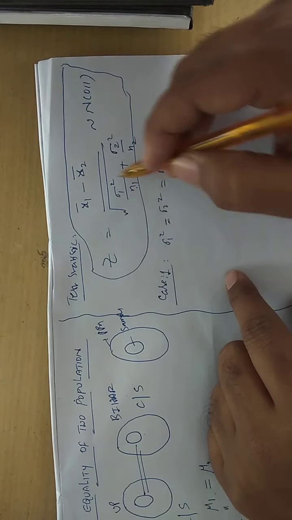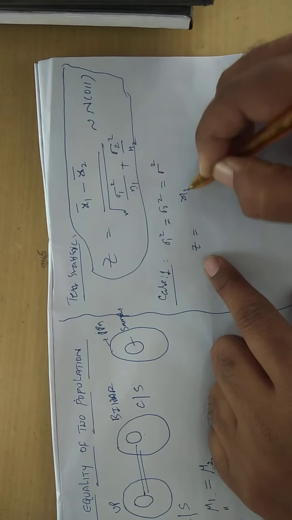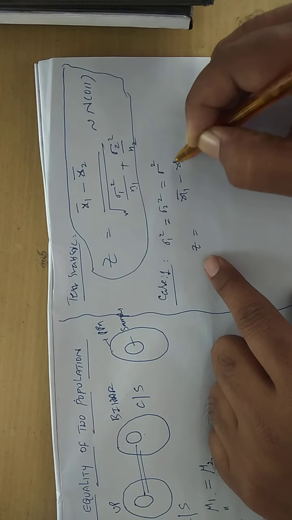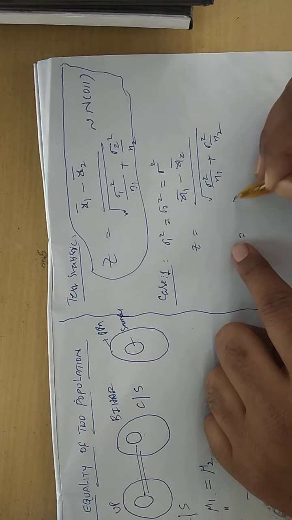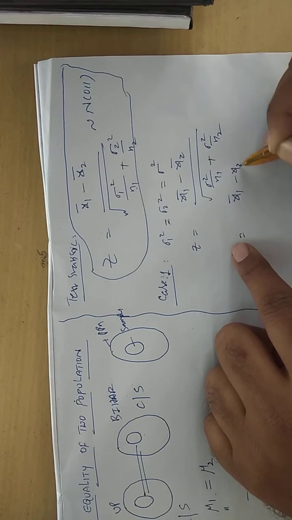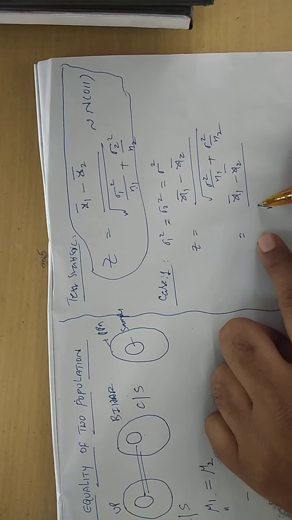Then what happens in this substitution? I am just showing how the formula is going to be converted. x1 bar minus x2 bar whole divided by, so what do you get here? Sigma square by n1 plus sigma square by n2. See, instead of sigma 1 square and sigma 2 square, we substituted sigma square. Both are the same, so you can take it common. x1 bar minus x2 bar whole divided by under square root, if you take the common sigma square, then 1 by n1 plus 1 by n2.